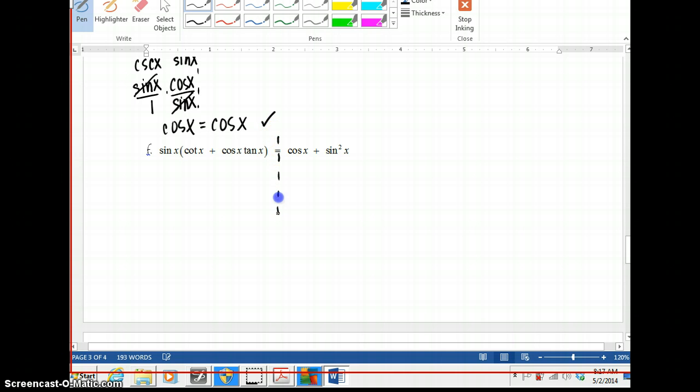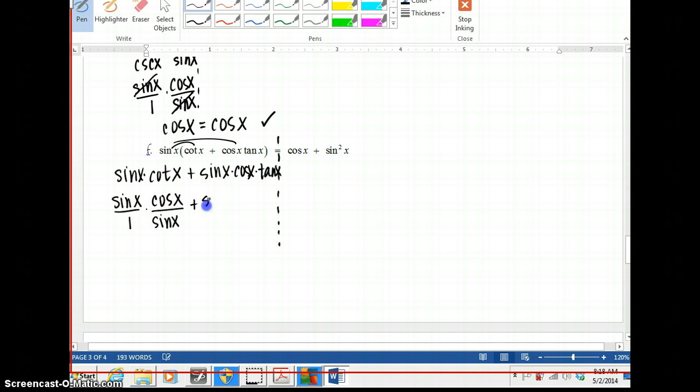Okay, so F. So let's see what we have here. I see a set of parentheses, so I'm going to distribute the sine. So we have sine x times cotangent of x plus sine x times cosine of x times tan of x. Alright, sine x can't be rewritten. I'll just put that over 1. Cotangent is defined as cosine divided by sine. Sine x stays put. Cosine x can't be rewritten. Tangent can be written as sine over cosine.